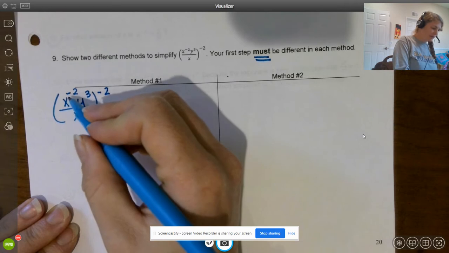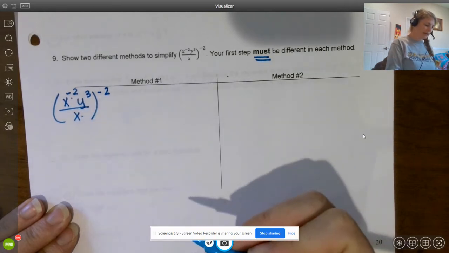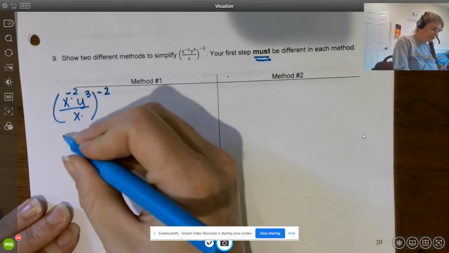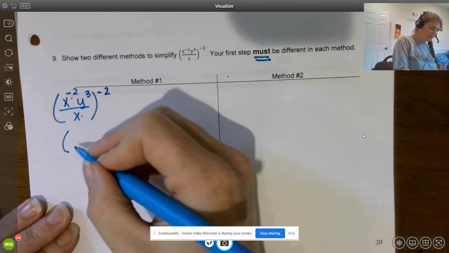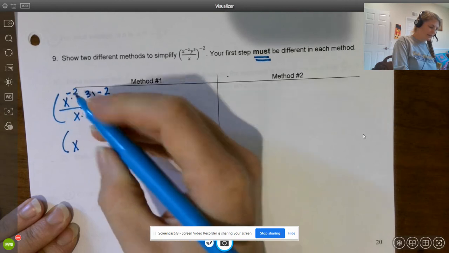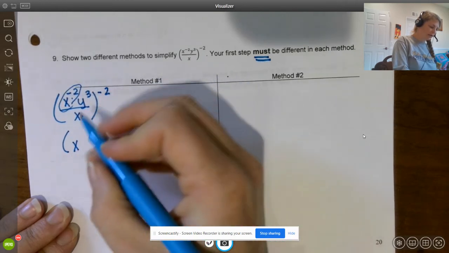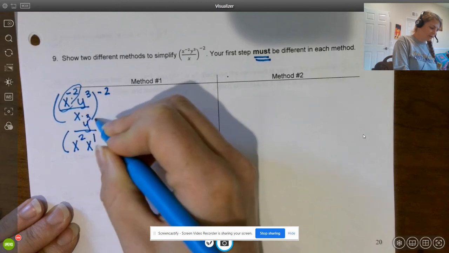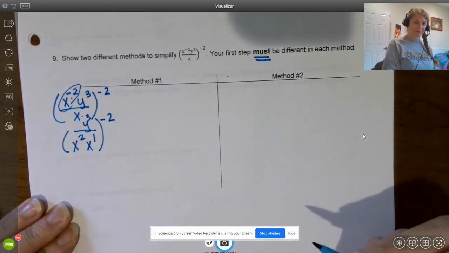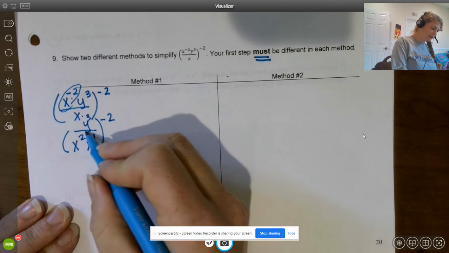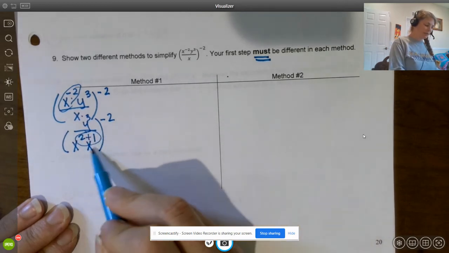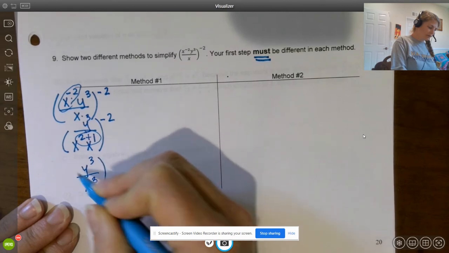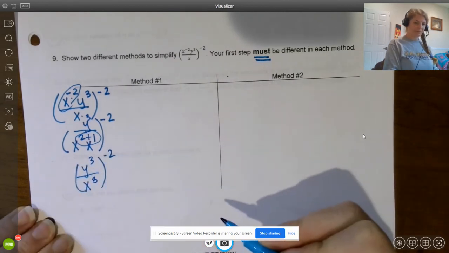So from here, I have -2 and x, and I guess I could get rid of this negative exponent if I wanted to. So what I can do here is I'm going to bring that x to the -2 to the denominator, and it becomes positive. I have x to the first over y to the third, all to the -2 power. From here, I'm going to simplify product of powers. I have y to the third over x to the third, all to the -2 power.